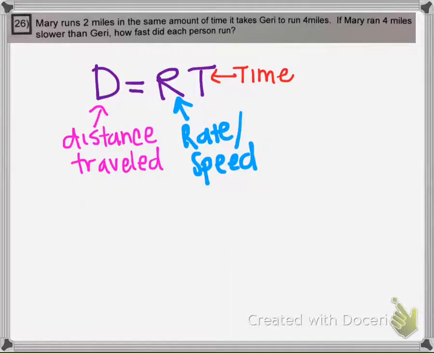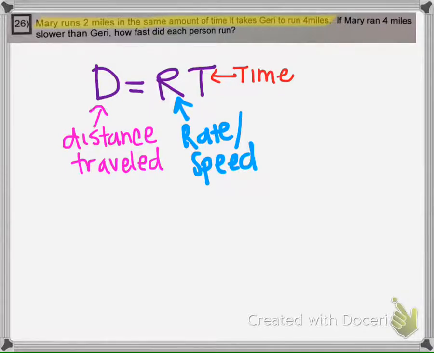Okay, in this problem we have Mary, and it says that Mary runs 2 miles in the same amount of time it takes Jerry to run 4 miles. So their times are equal. In other words, even though maybe they both ran an hour, one is going slower, one is going faster, right? Mary is slower than Jerry.